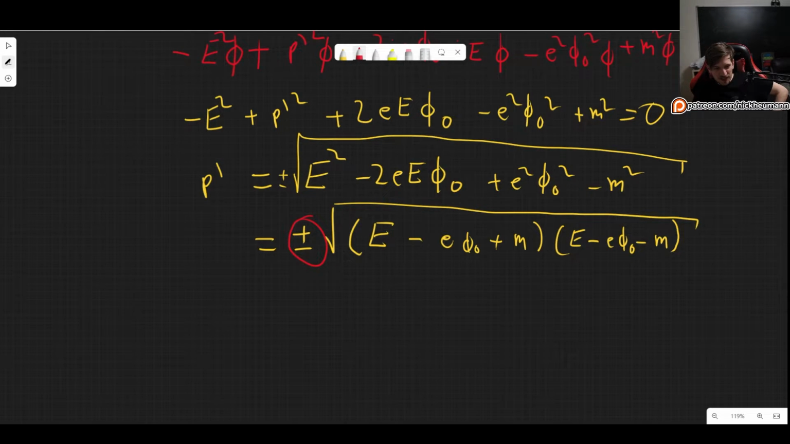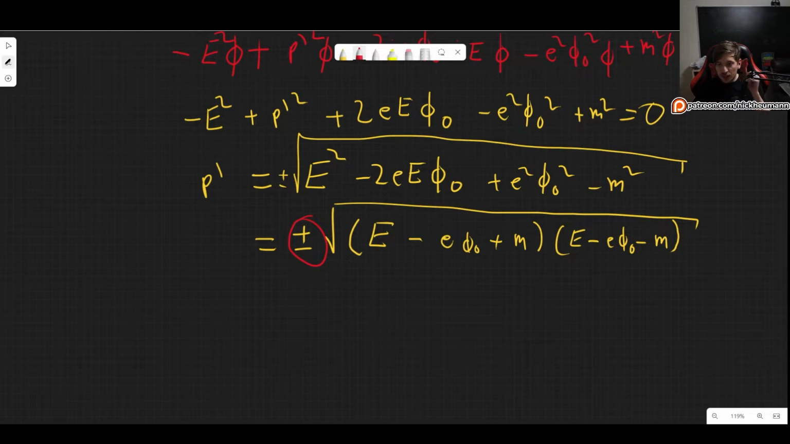Why can it be positive and negative? This is another issue that arises from the Klein-Gordon equation. But let's roll with it. Let's not think too hard about it for now, and just continue. So how do we even know when to choose positive or negative here?